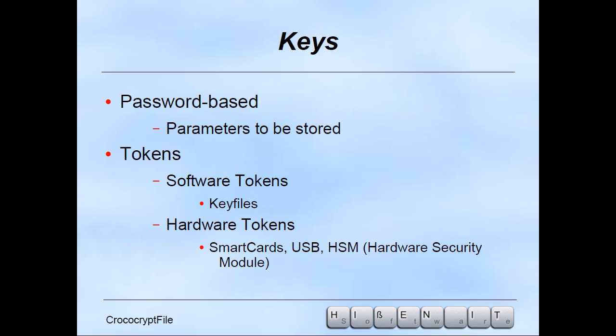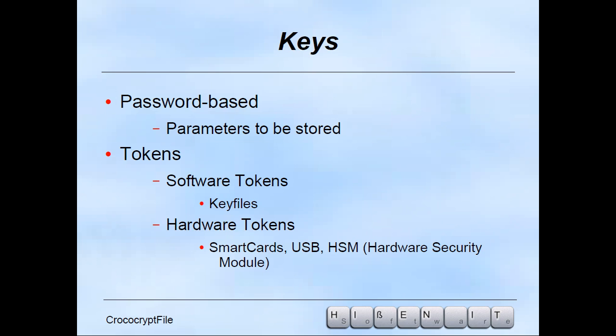Just a short look on keys, cryptographic keys used in algorithms like AES or RSA. Keys generally can be stored or derived in different ways. Mainly there are password-based keys or token-based keys. When you have a password-based key, you will still have parameters to be stored. Parameters here means the input for the key derivation function. These parameters can be stored with the encrypted data or separately. Without these parameters, you will not be able to restore the same key from the same password, for instance for the decryption.